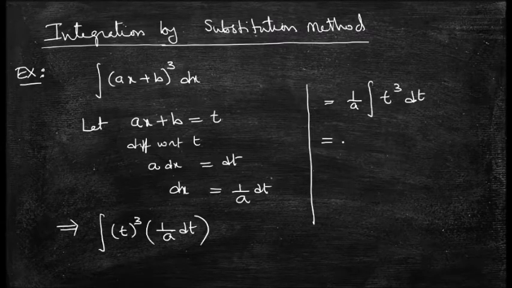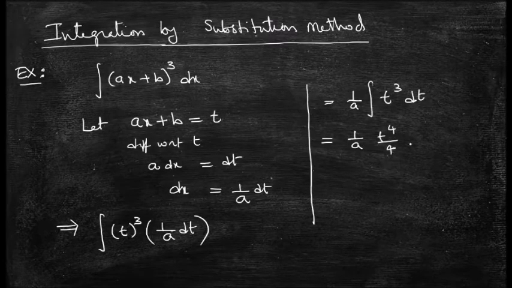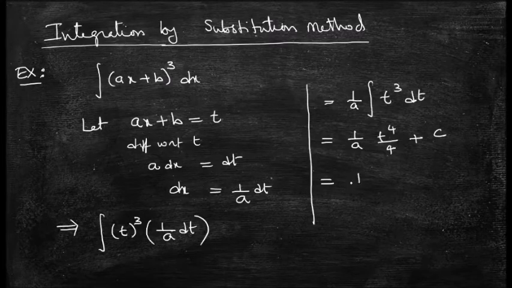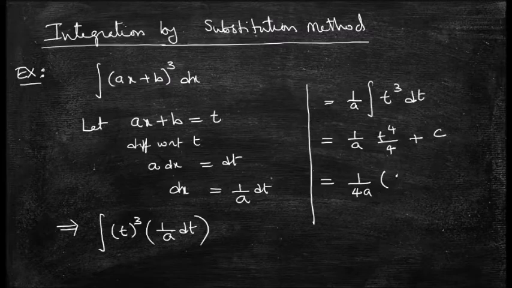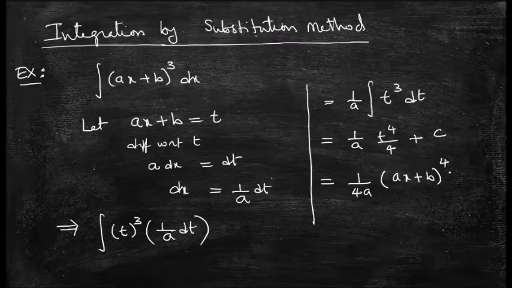Now what is integration of t cube dt? We can write it as t to the power of 4 by 4 plus c. But what is t according to our problem? ax plus b. So I can write this as 1 by 4a times ax plus b to the power of 4 plus c.